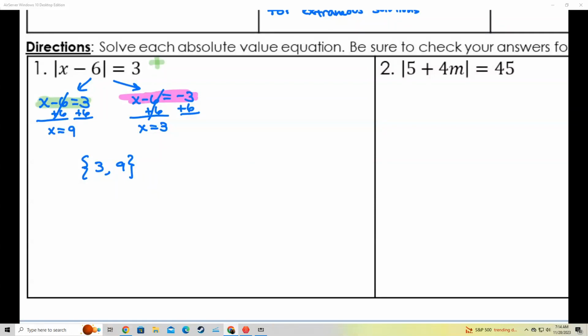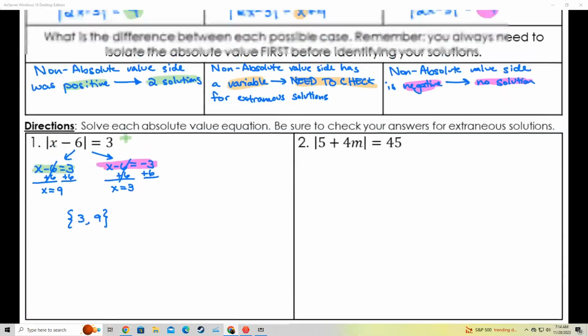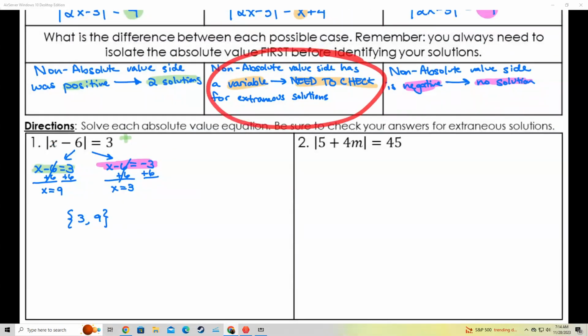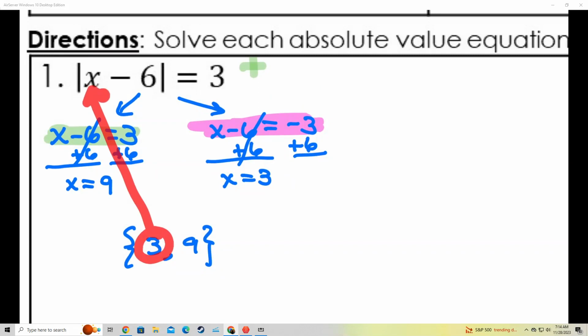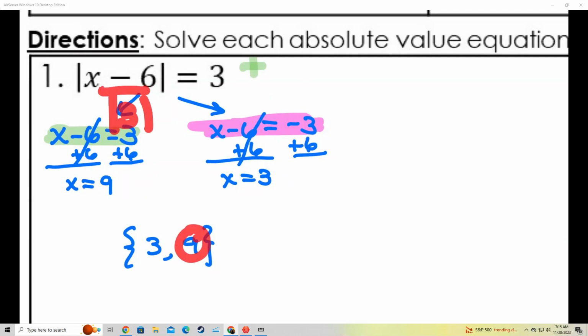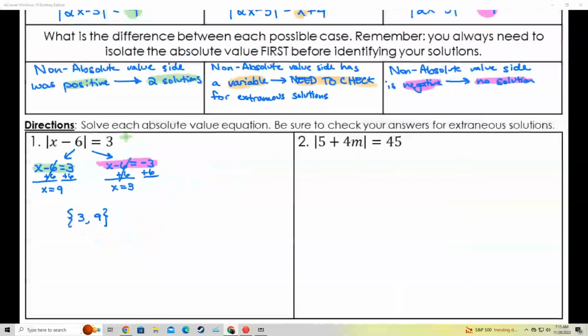Hey, I don't need to check my answers on this one. I'm only going to need to check my answers when I'm in the middle case. But if you want to see if you did it right, you can always check your answers if you're really not sure. So I'm going to take the 3 and plug it back in. 3 minus 6 is negative 3. And when I take the absolute value of negative 3, the answer is 3. That works. I'm going to take 9 and plug it in. 9 minus 6 is 3. And the absolute value of 3 is also 3. That works. So I know I did this right. All right, that takes care of number 1.